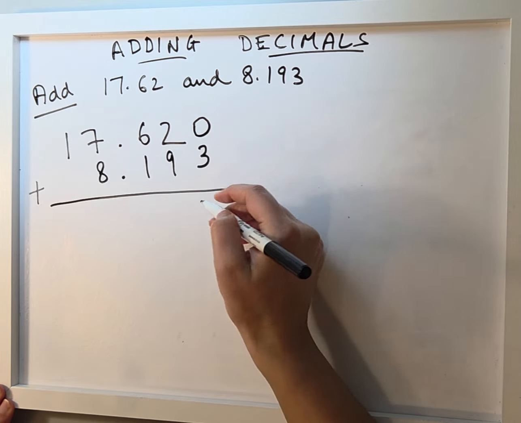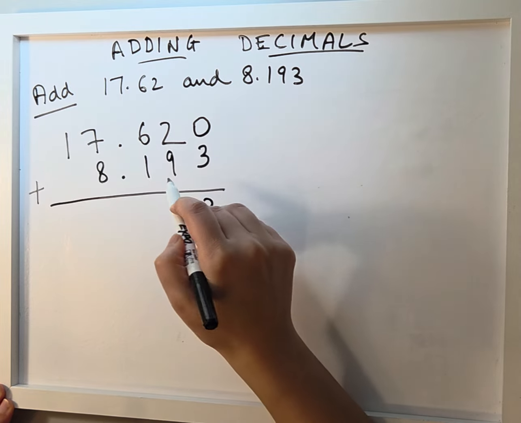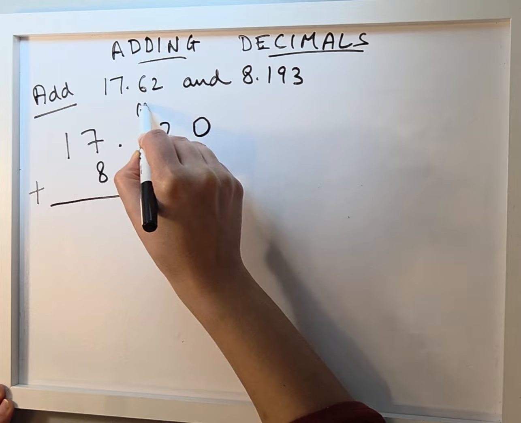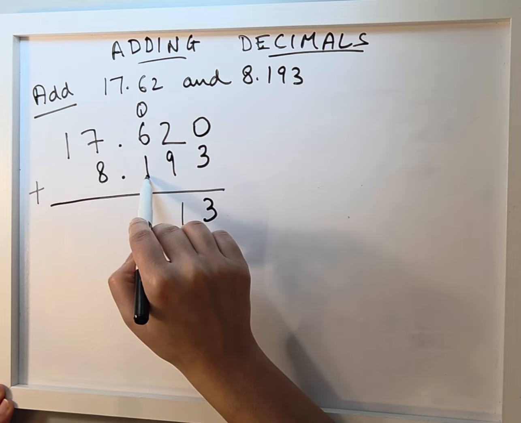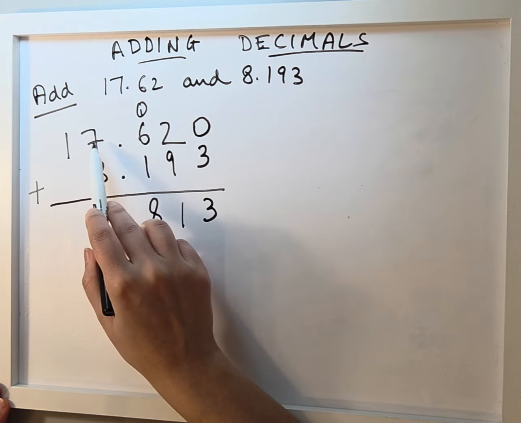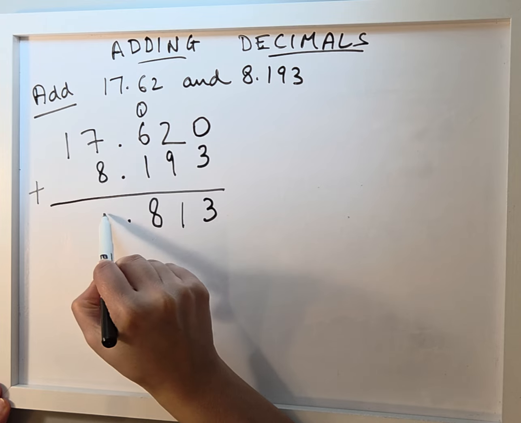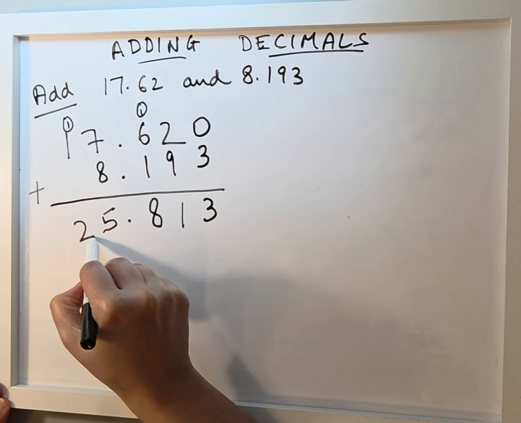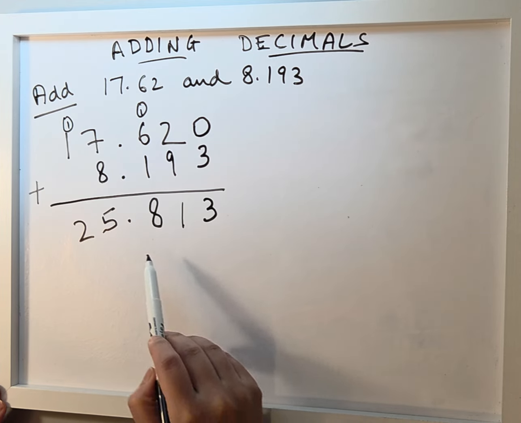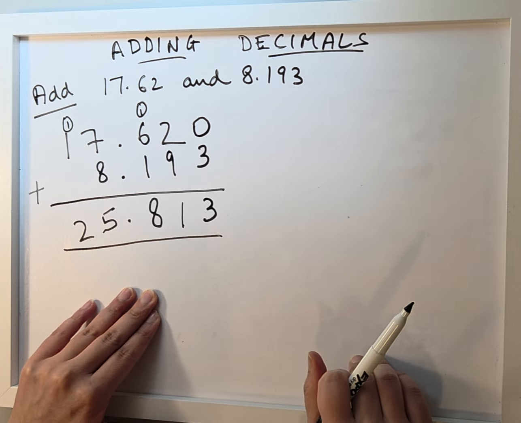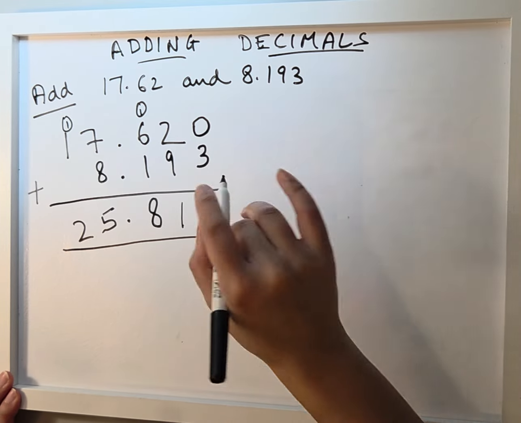So 0 plus 3 is 3. 9 plus 2 is 11. We carry over 1. 6 plus 1, 7, plus the carry over, 8. And then 7 plus 8 is 15. 1 carry over and then 2. So we have 25.813.